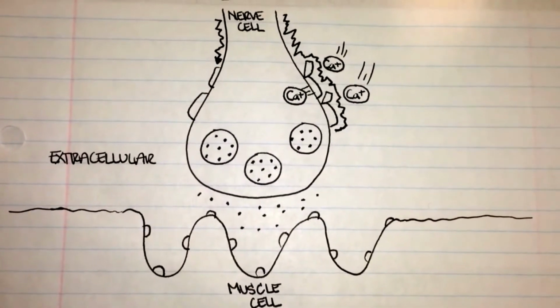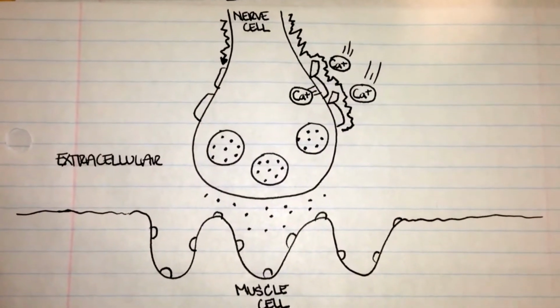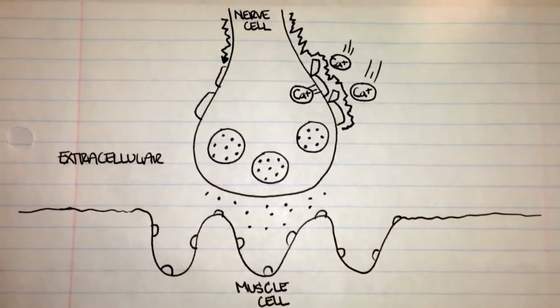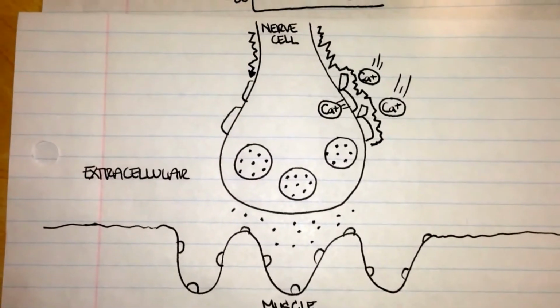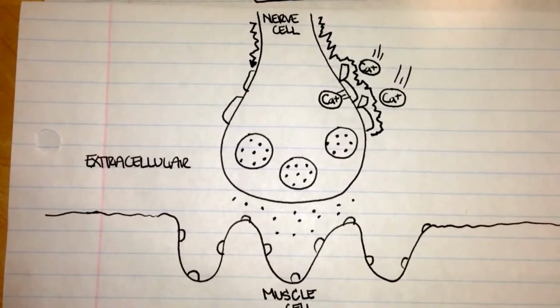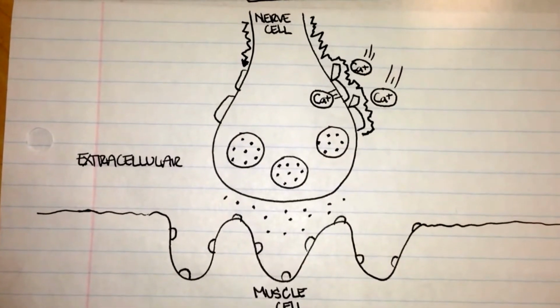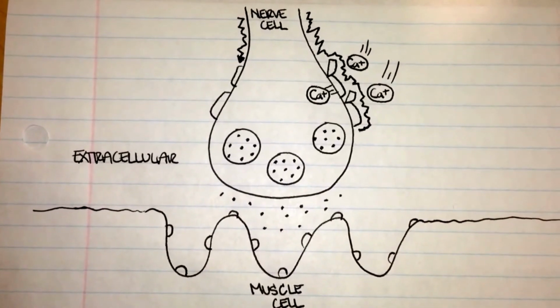reach the ligand-gated ion channels, ionotropic receptor, or the nicotinic cholinergic receptors, and then they will allow an excitatory response for another action potential to restart in the muscle cell, where it will allow the muscle to contract. And that is synaptic communication.